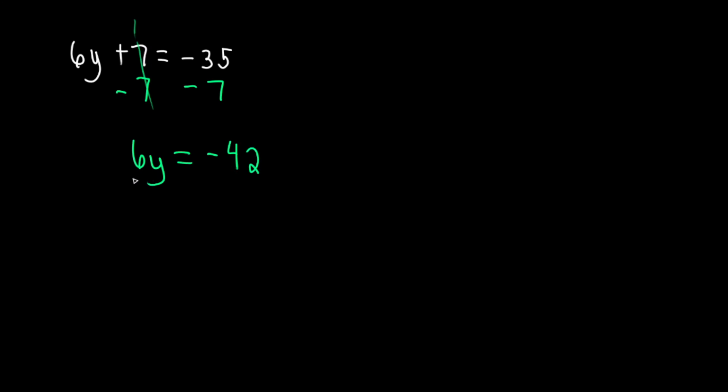All right, 6y plus 7 equals negative 35. We have to get 6y by itself, so we have to subtract out this plus 7 on both sides. These get rid of each other. 6y equals negative 35 minus 7, which is negative 42. Divide out the 6 to get y by itself. These cancel out. We're left with y equals negative 42 divided by 6, which is negative 7.